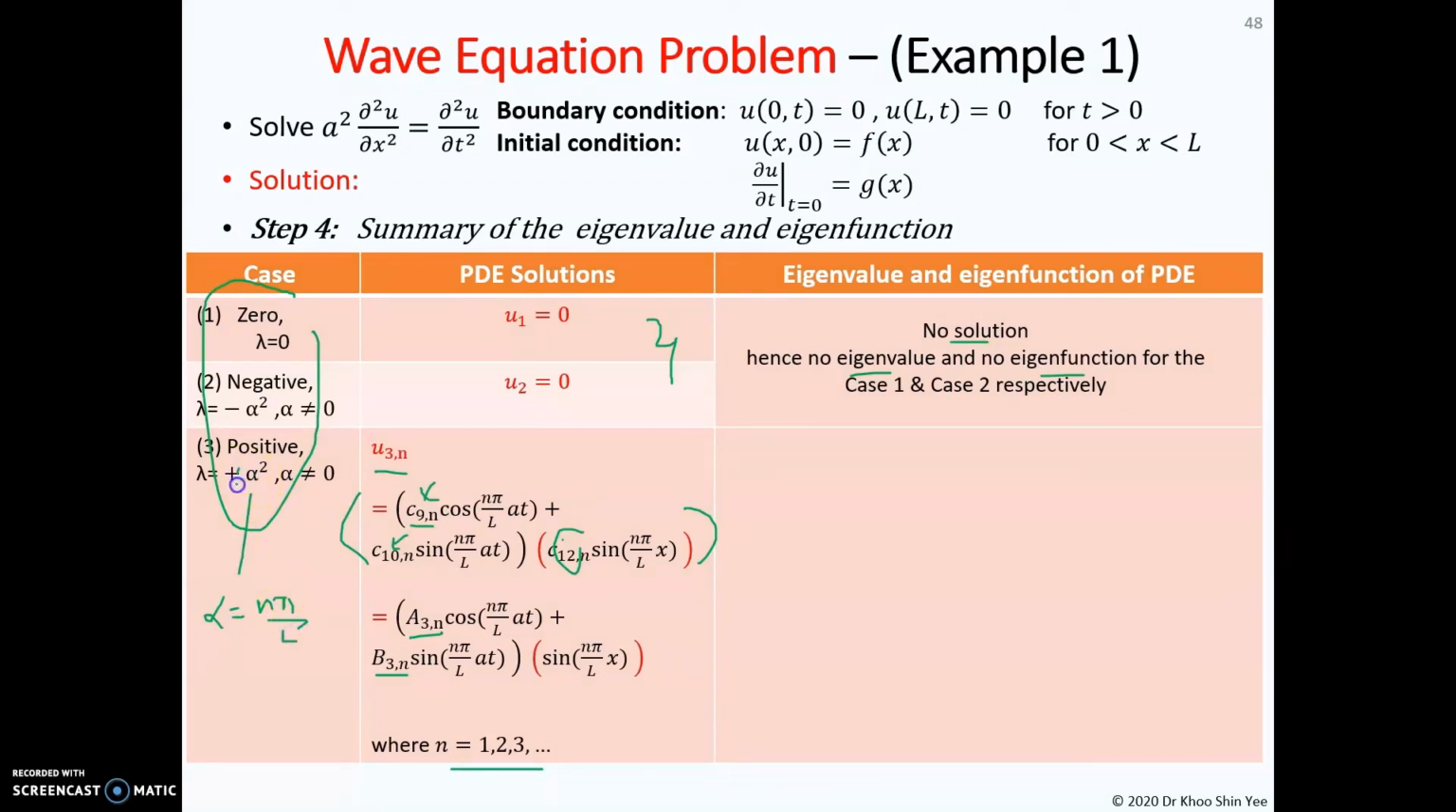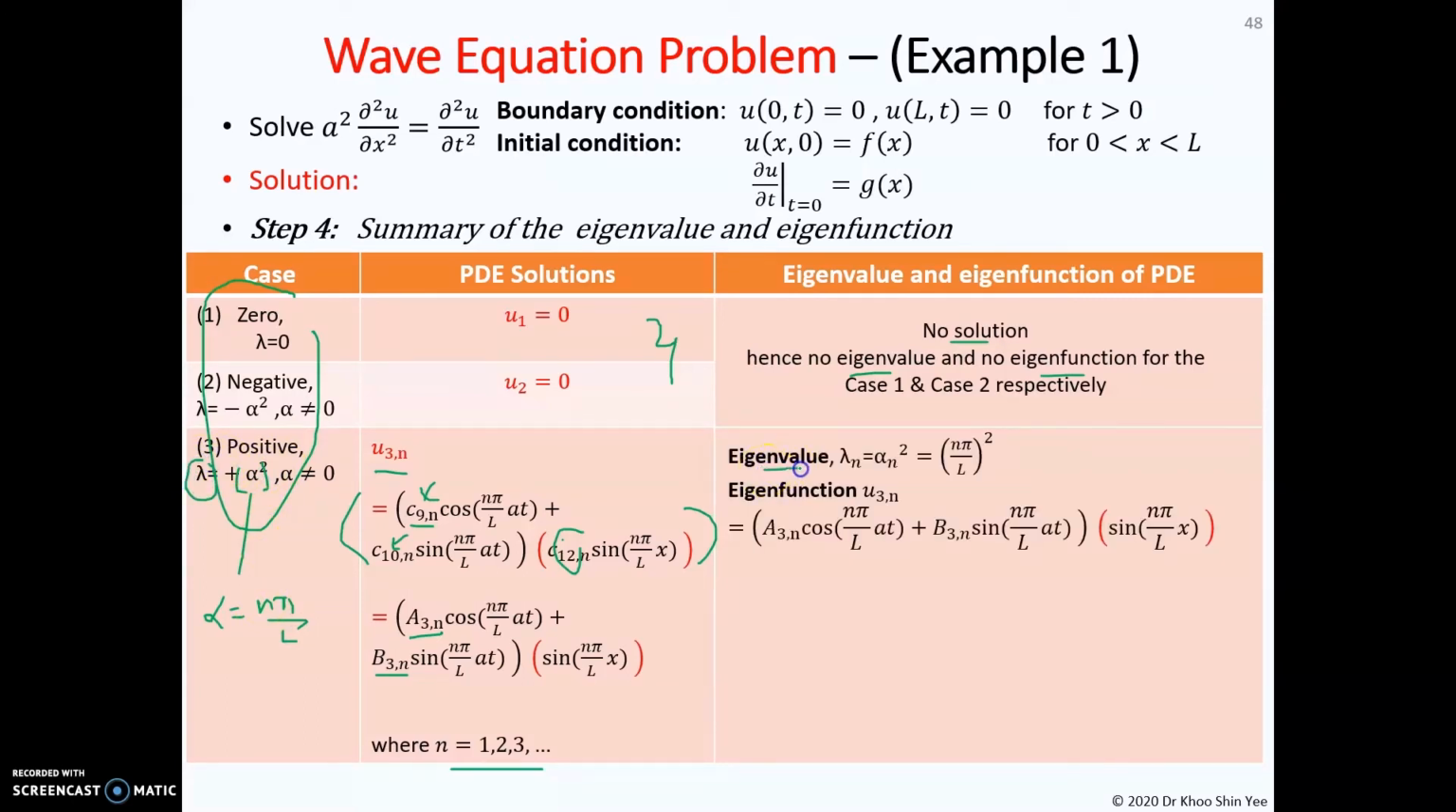In this case, your alpha is equal to n pi over L. Substitute inside this equation, you obtain n pi over L squared. Therefore, this is your eigenvalue. So you should obtain the eigenvalue equal to n pi over L squared here. Since you have multiple eigenvalues with n index here, you change the lambda into lambda n. The eigenfunction of the PDE is just the solution to this PDE.